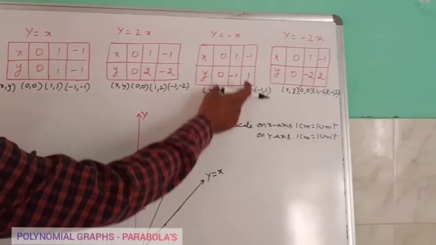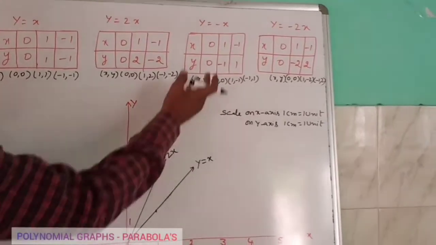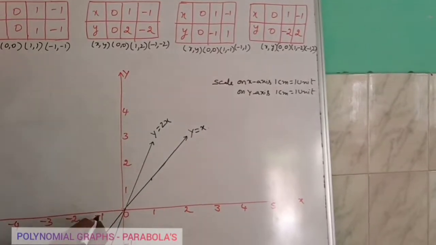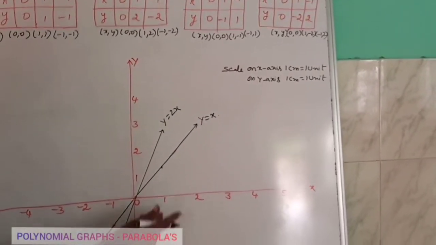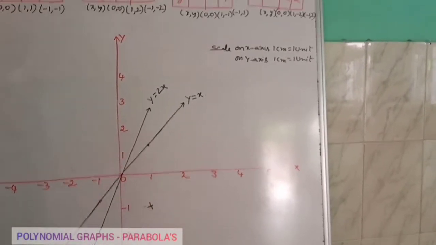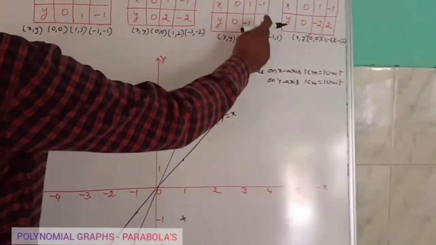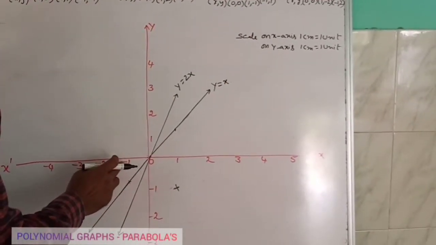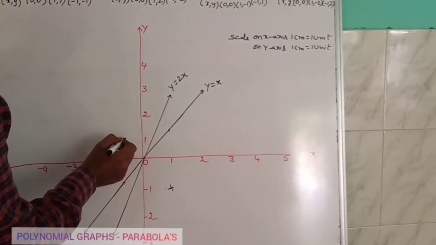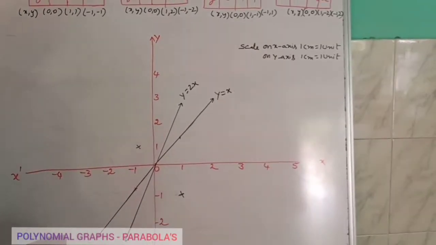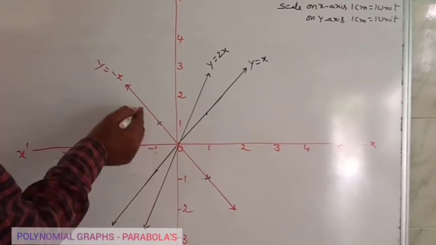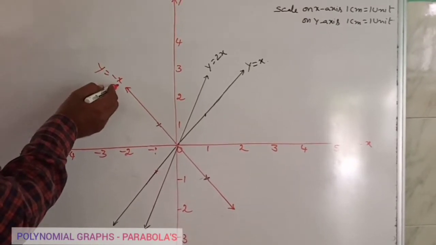So mark the points for y equal to minus x on the graph sheet. 0, 0 is the origin point. Next 1 comma minus 1: 1 is on the x-axis, minus 1 is on the y-axis. That point. Next minus 1 comma 1: minus 1 is on the x-axis, 1 is on the y-axis. That is the second coordinate. Join these 3 points with the scale, it is the y equal to minus x straight line.